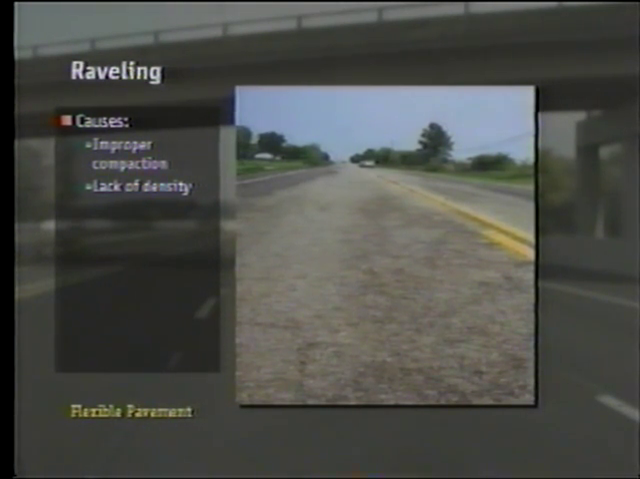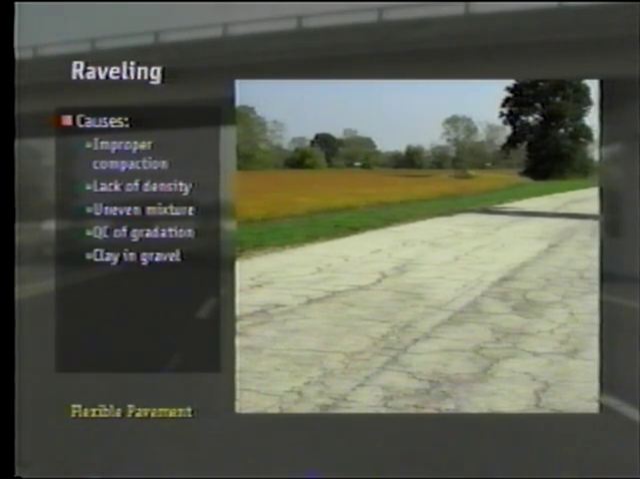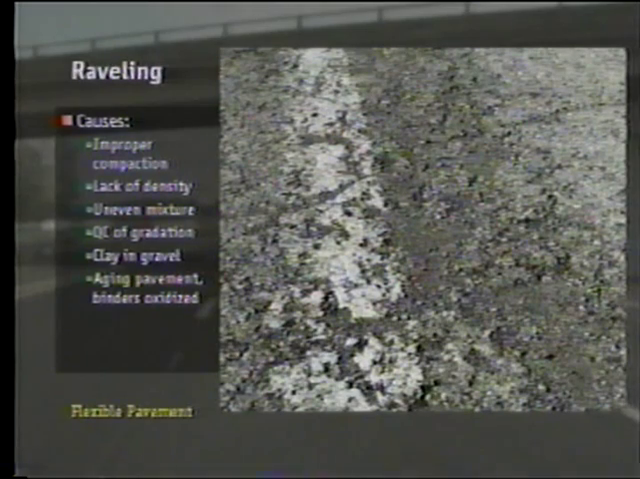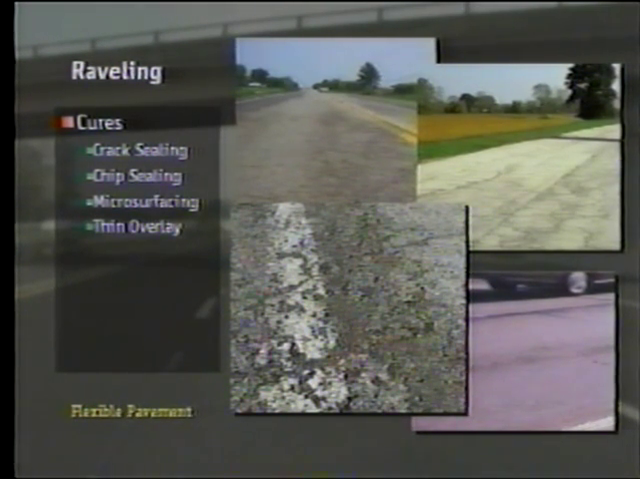Other causes include material handling errors during construction that result in an uneven mixture, improper quality control of gradation with clay incorporated into gravels, or the pavement is aged and the binders have oxidized, freeing the aggregates to wash away. Early on, raveling can be cured by crack sealing, chip sealing, microsurfacing, and thin overlay. When advanced, mill and fill is the best option.